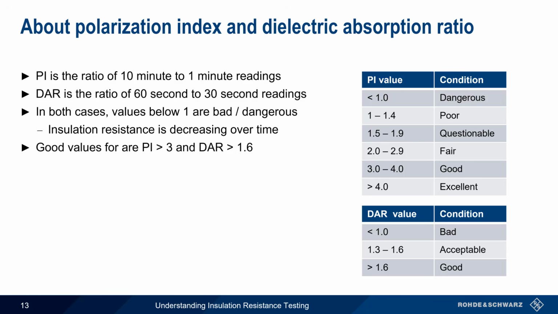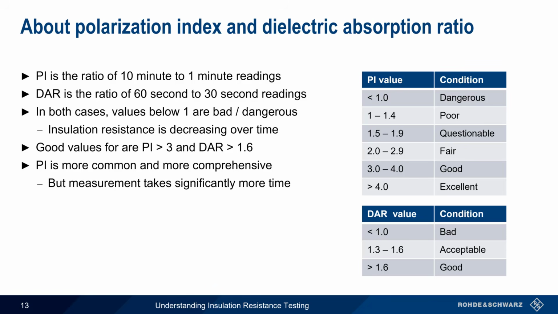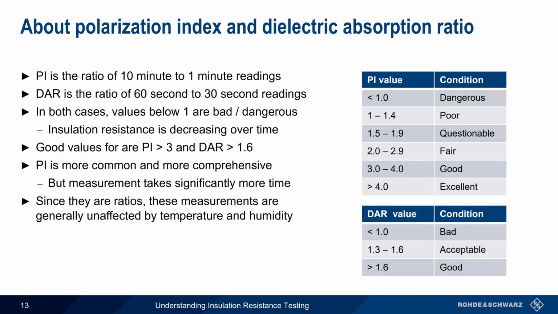Of these two measurements, polarization index is a more common and a more comprehensive test since it measures over a longer period of time. But clearly this also increases the time needed to run a test. Note too that since these values are ratios, they're generally unaffected by temperature and humidity. PI and DAR can be measured and calculated by hand, but many insulation resistance testers have one-button support for running these tests and displaying the results.